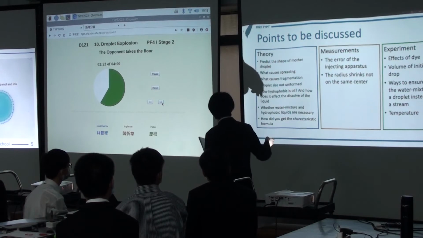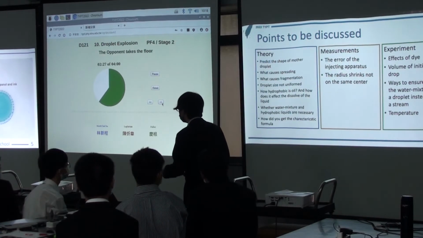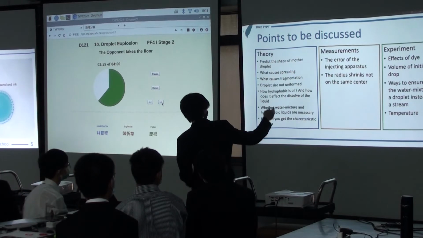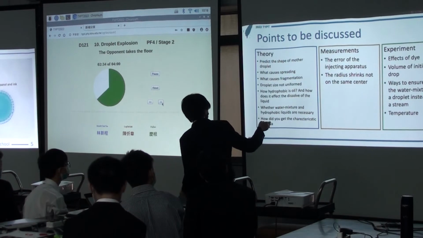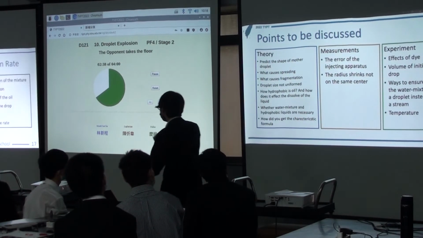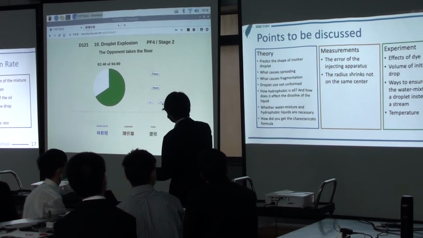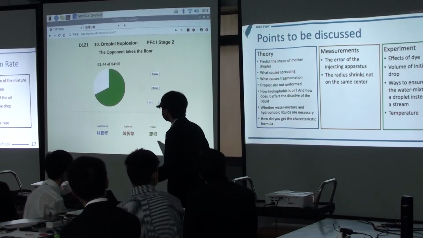Just mention it. And how did you get the characteristic formula? How do you get the characteristic formula on page 15? There are some measurement errors, the error of the injecting apparatus, and the radius shrink. The radius does not shrink around the same center. I would like to discuss more about the tracking technique of the radius.